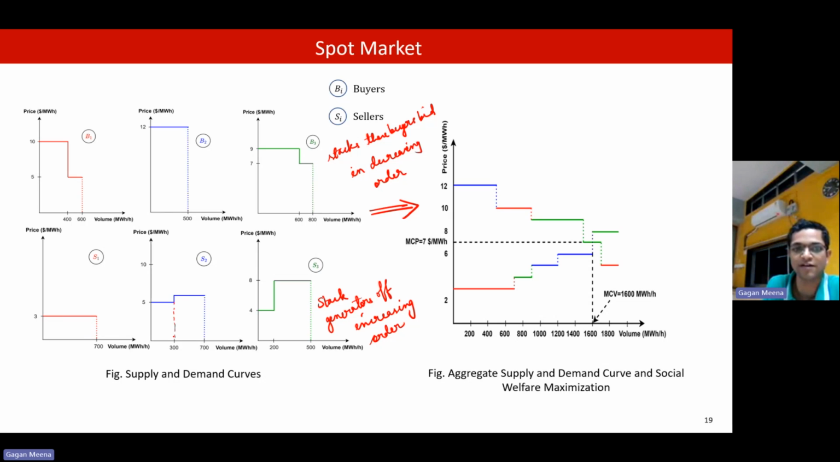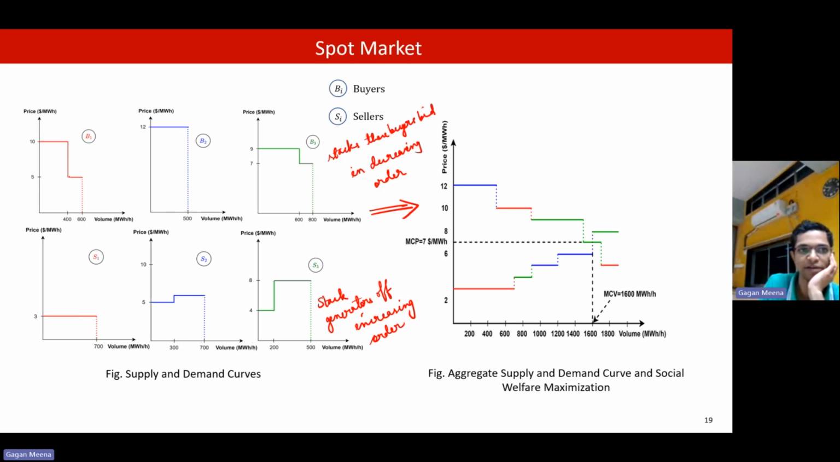Similarly, this seller 2 is willing, it has a stepped curve. For the first 300 megawatt, he is willing to sell at $5 per megawatt hour, and for the next 400 megawatt hour, generator 2 is willing to sell at $6. Similarly, G3 also.